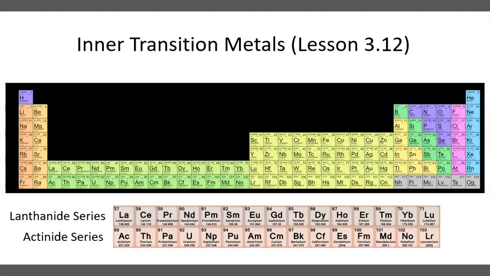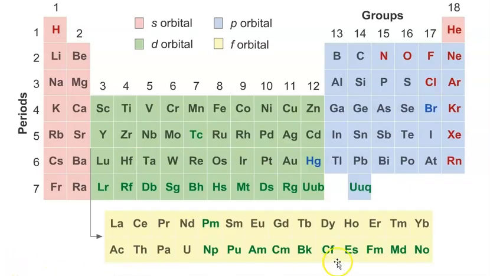Alright, my kiddos, today we're going to cover lesson 312, called the inner transition metals. The inner transition metals have a special place on the periodic table. The two rows of elements at the very bottom of the periodic table are the inner transition metals. And typically you see them right here at the bottom of the periodic table.